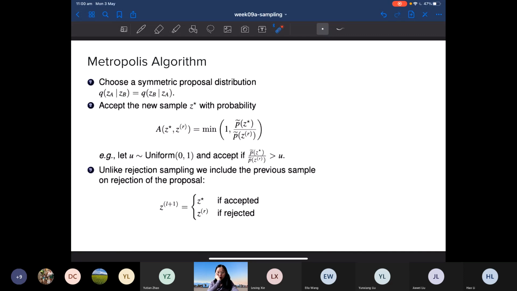So let's look at a simple algorithm in the Markov chain Monte Carlo class called Metropolis. It's named after a person. Assume we choose what's called a symmetric proposal distribution. Proposal distributions, as on the last page, are essentially Q of Z star conditional on ZL. It's the probability of moving to Z star from ZL. We'll talk about why symmetric later on, but right now we just assume we have a symmetric proposal distribution that has equal probability of moving from A to B and from B to A.